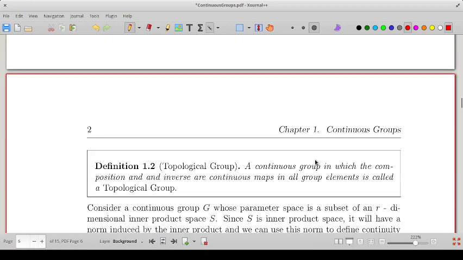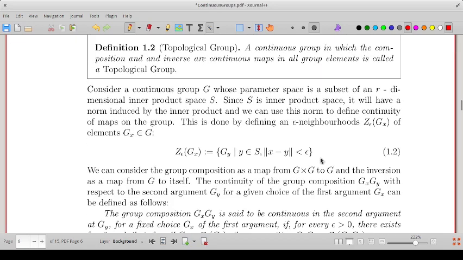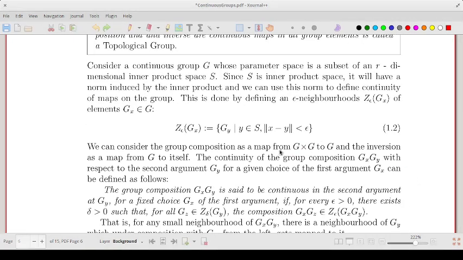We will now consider what are called topological groups. We consider a continuous group G whose parameter space is a subset of an R-dimensional inner product space S. So we have a continuous group and its parameter space involving the continuous parameters is a subset of an R-dimensional inner product space. That means it's a space on which an inner product is defined.